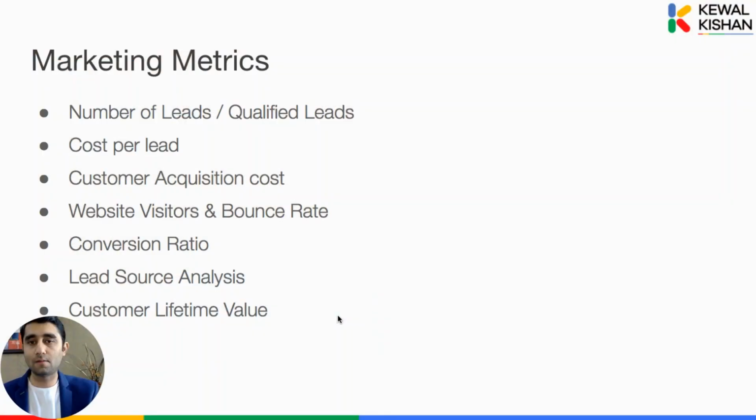Okay, let me summarize all these metrics once again for you. 7 metrics. Number of leads or number of qualified leads: every day you need to analyze. Then you need to analyze the cost per lead. Then customer acquisition cost. Then how many people are coming to your website and what is the bounce rate? Then how many customers are able to convert from the number of inquiries? And then from Facebook, from LinkedIn, from referrals, from YouTube, what is the analysis like? How many people are you getting from each and every platform, and what are the top 3 platforms? And then finally, customer lifetime value.